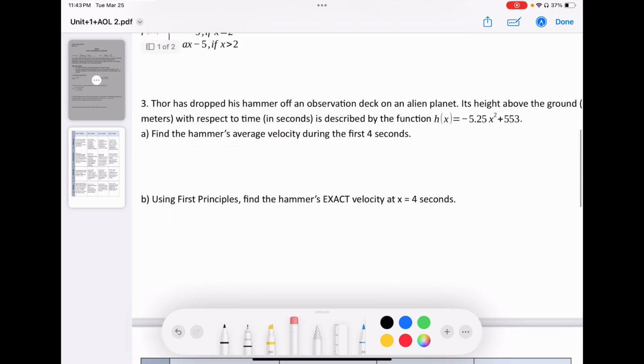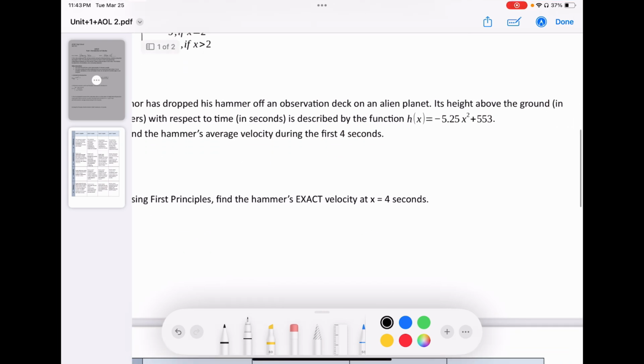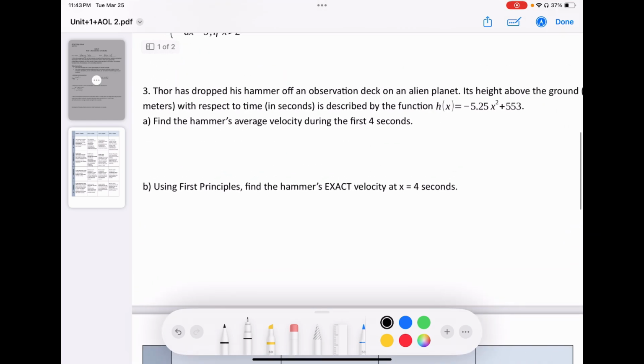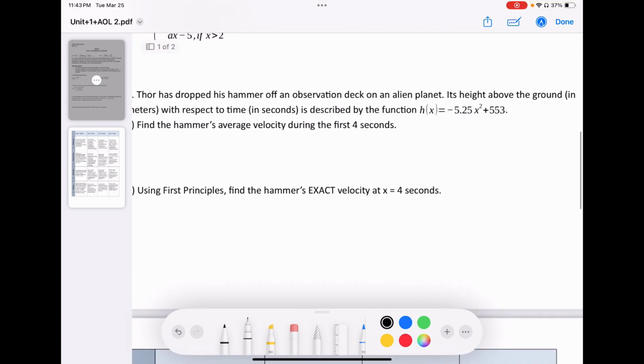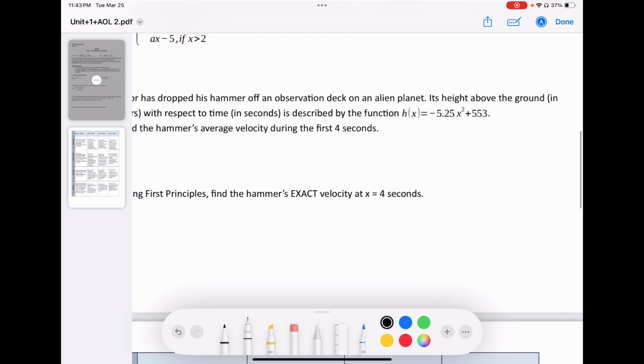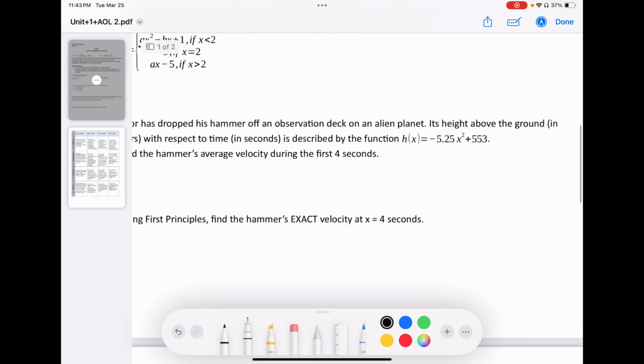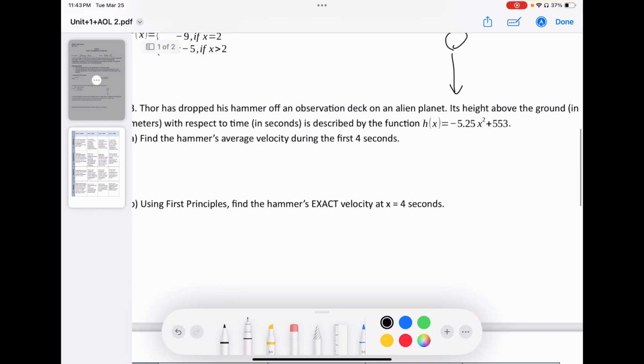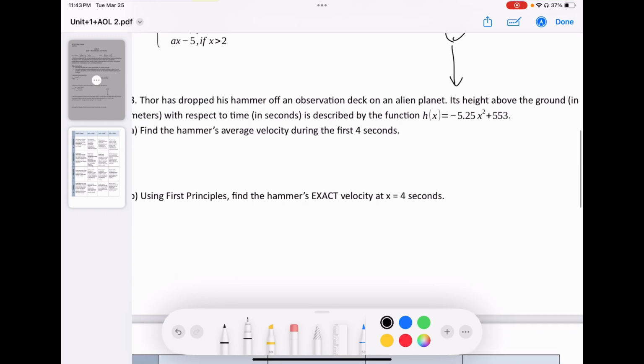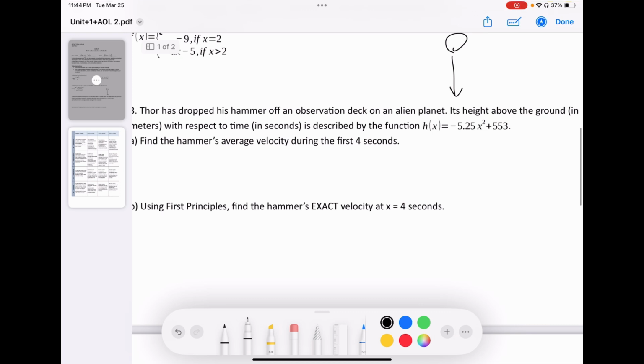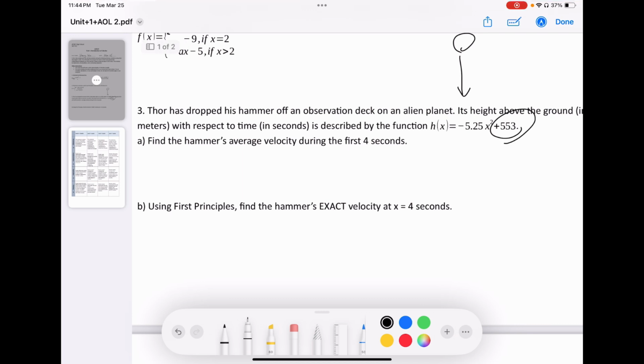Now, it's going to be question 3. What this question is talking about is basically an object falling from the sky from a height of 553 meters, because when x equals 0, it's 553. It's the starting point.